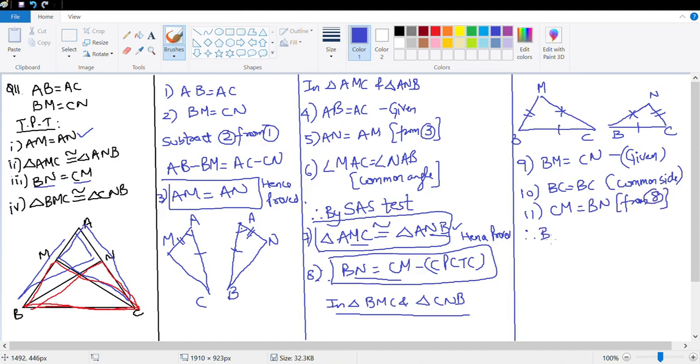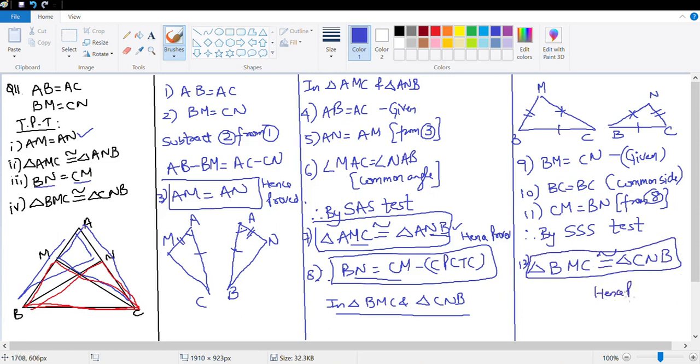Therefore, by SSS test, triangle BMC is congruent to triangle CNB. This is my number 12. Is this what they wanted me to prove? Yes, so hence proved. So notice that when you solve this part, you get this, and when you solve this, you get this. So leading into the next part, very well done. Good question. Let's move on.